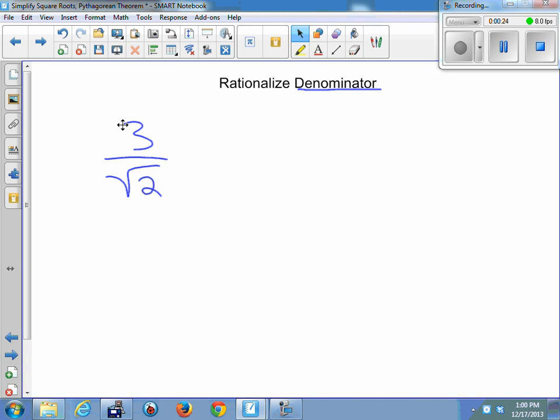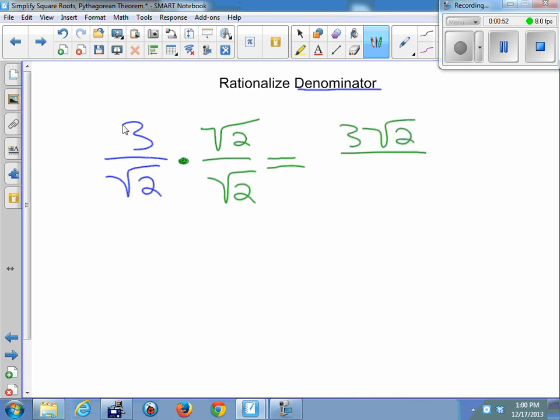So to get rid of this, we are going to multiply by 1. But the 1 that we are going to use is square root of 2 over the square root of 2. Square root of 2 divided by square root of 2 is just 1, so it remains the same value. We just have to get that square root out of the denominator, because that's typically how we want our square roots written. So 3 times the square root of 2 is 3 square roots of 2. And then on the bottom, square root of 2 times the square root of 2 is just 2.